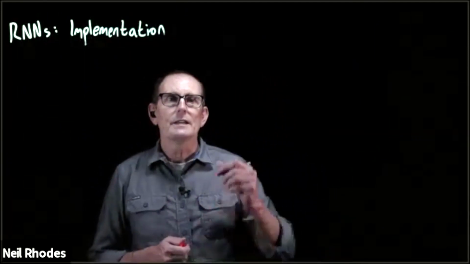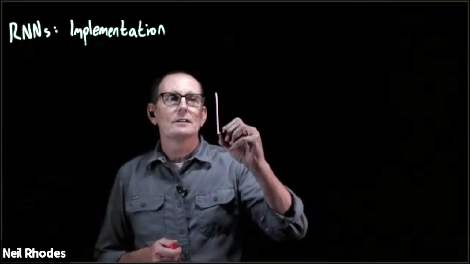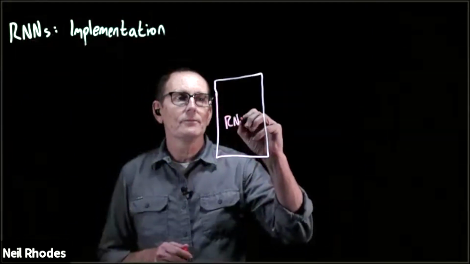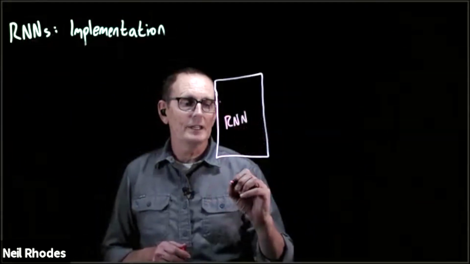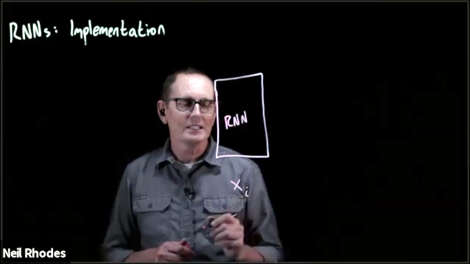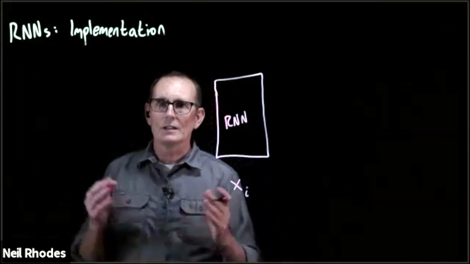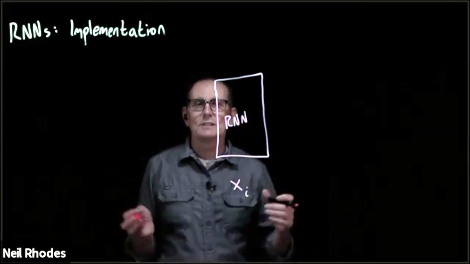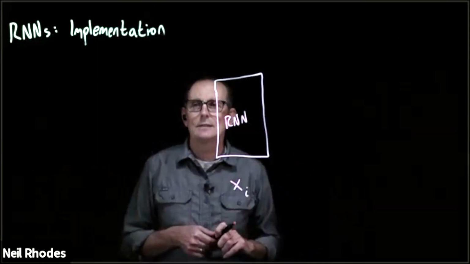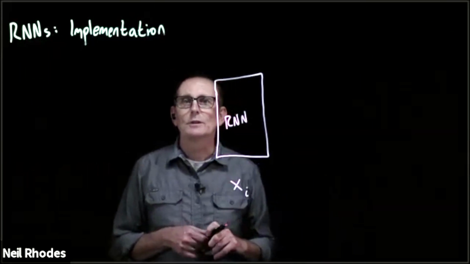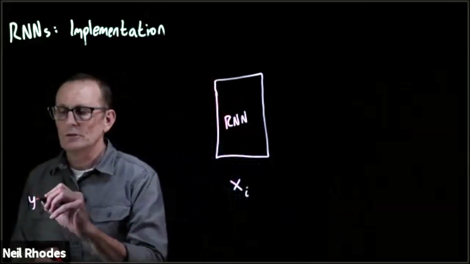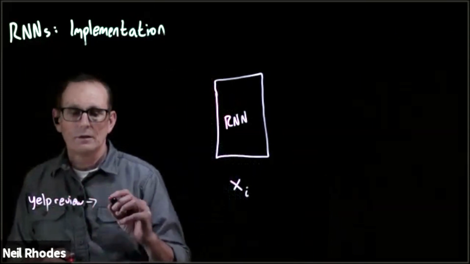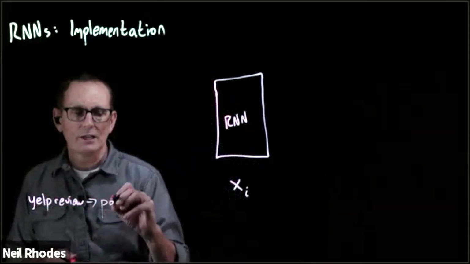So for RNNs, what have we got? We've got our RNN, and we are feeding in some x sub i's at time i. So we've got a sequence of data. Let's look at the simplest example. Let's say we're doing Yelp reviews to polarity, so positive or negative.